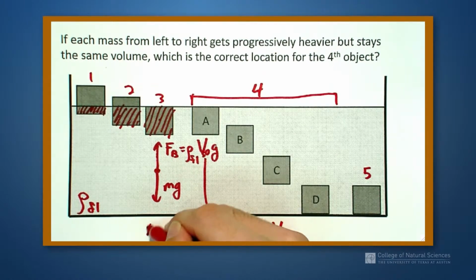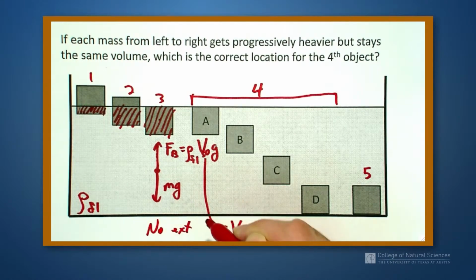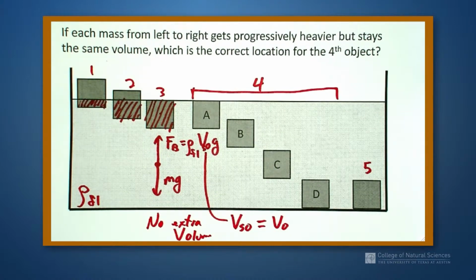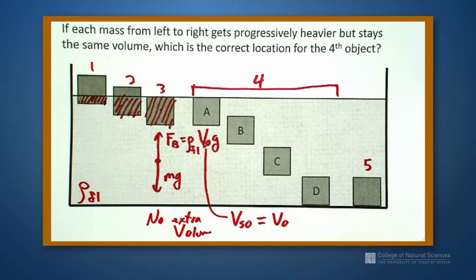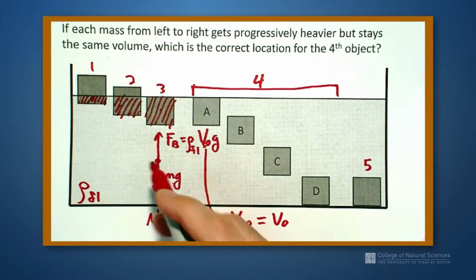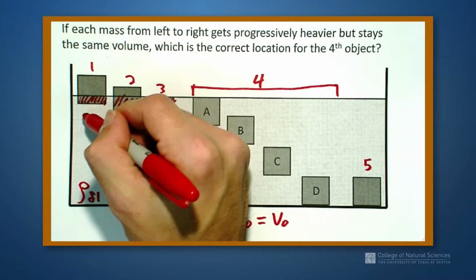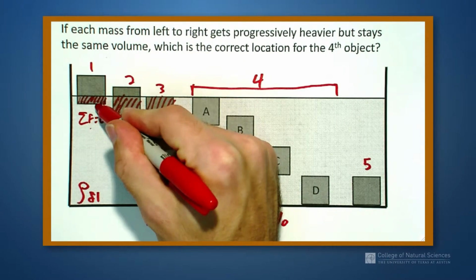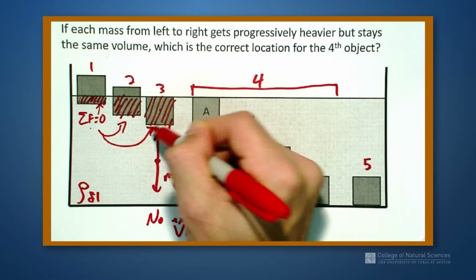So there's no extra volume to submerge. If there's no extra volume to submerge and I put more weight on it, the weight force is going to win. There's always going to be a net force. So in this case, we have our sum of our forces equals 0. In this case, in this case, and in this case.